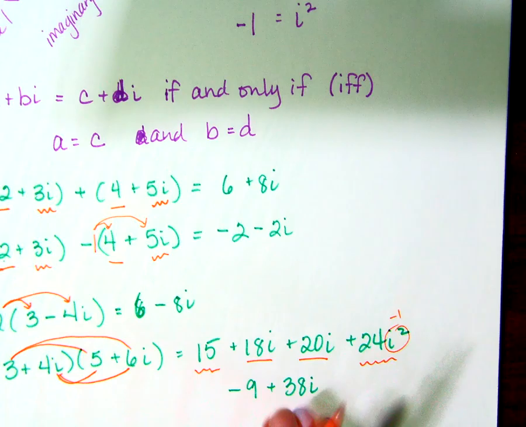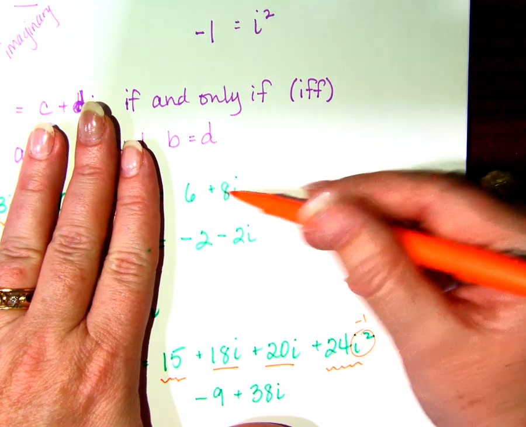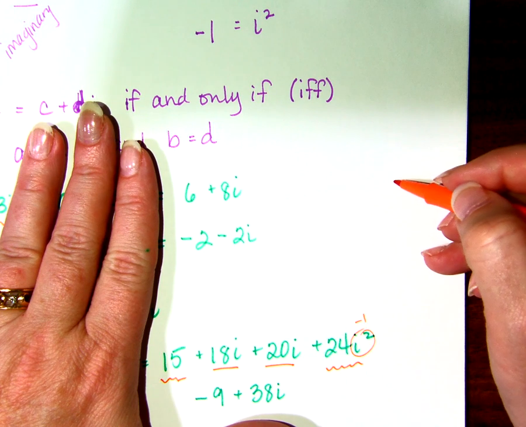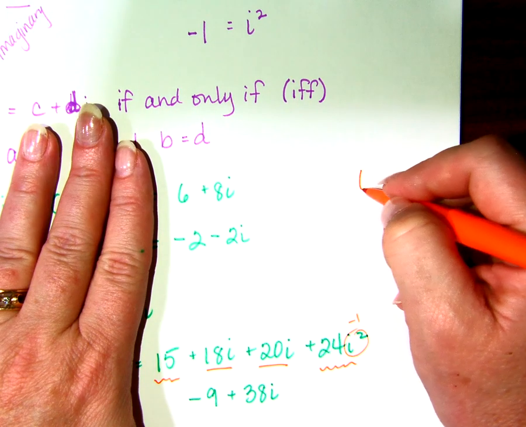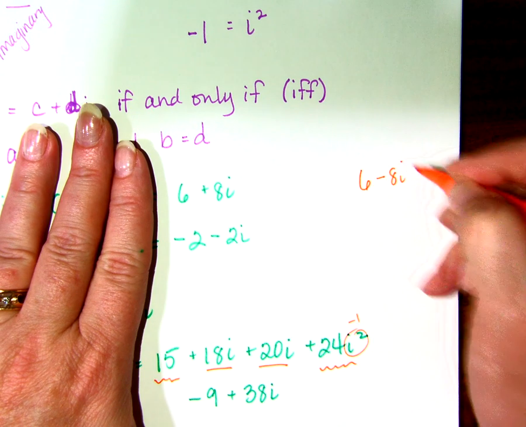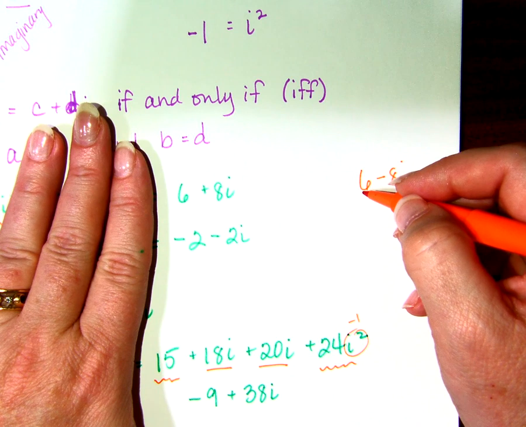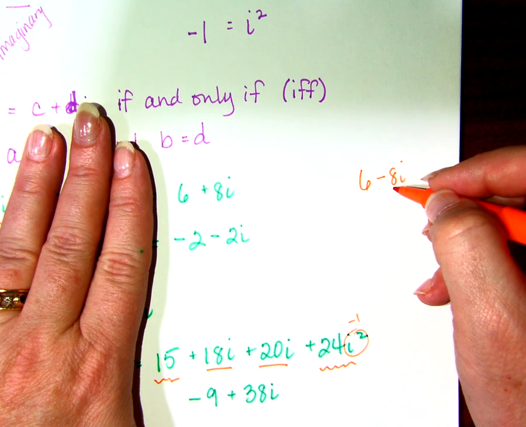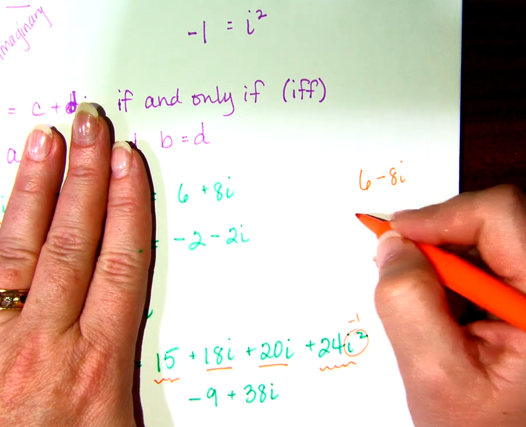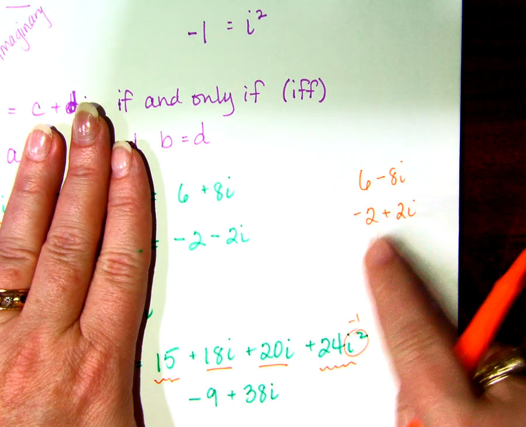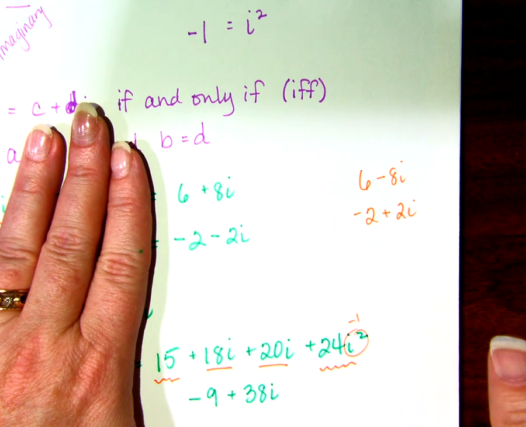So I'm going to go back up here to some of these and use these as examples. I want to find the complex conjugate of this. I'm going to write it over here in orange. You okay with that? Okay, so if I have 6 plus 8i, you need to understand that the complex conjugate is 6 minus 8i. How did I get that? I kept the real part exactly the same, opposite imaginary part. So what's the complex conjugate of this one right here? -2 plus 2i. I keep the real part exactly the same, and I have an opposite sign for the imaginary part. You okay with that?